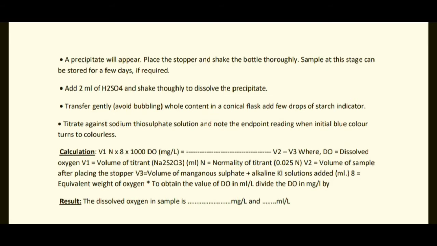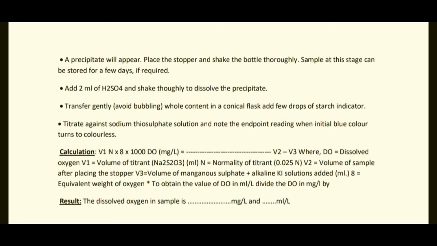precipitate. Then transfer the contents carefully, avoiding bubbling, to a conical flask, add 5 drops of starch indicator, and titrate against sodium thiosulfate solution. Note the end point, where the initial blue color turns colorless.